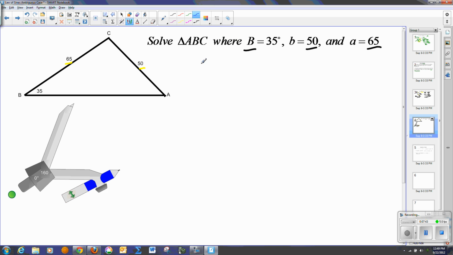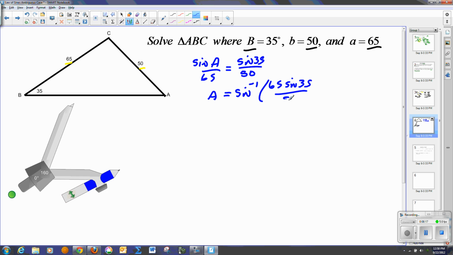So I start grinding through the problem. And the first thing I'll calculate is angle A. So I want to say the sine of angle A over 65 is equal to the sine of 35 over 50. I can find A by multiplying by 65 and then taking the inverse sine. So sine inverse of 65 times sine 35 over 50 will give us the value of A. Pop that into your calculator, and we end up with A equaling approximately 48.21 degrees. So we'll put this right here.